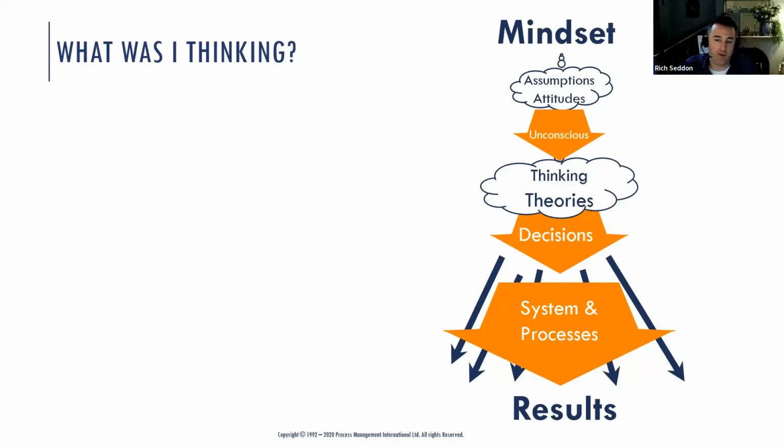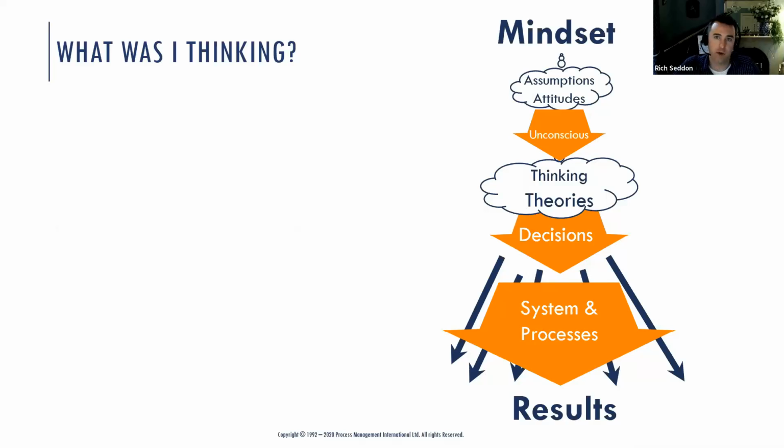The context here that I'm referring to is where our systems and processes that we have today came from. And the theory is this. The results you get are driven by your systems and processes, which are a result of decisions you have made or others have made, which is based on thinking and theories, and in turn, based on assumptions and attitudes, some of which will be conscious, some of which will be unconscious, but they draw together to result in what you see before you today.